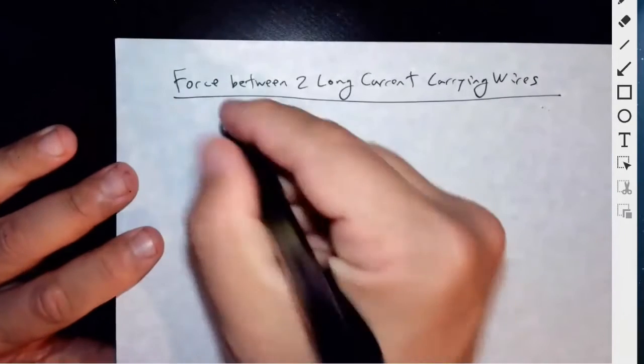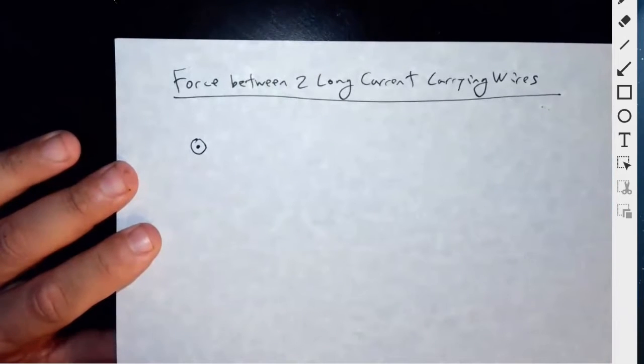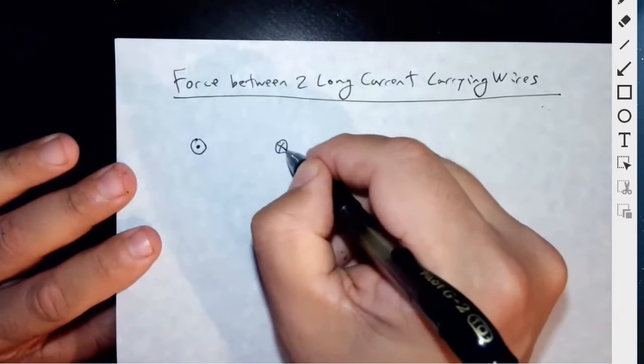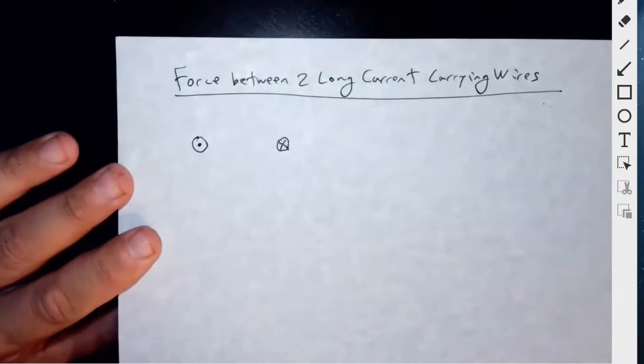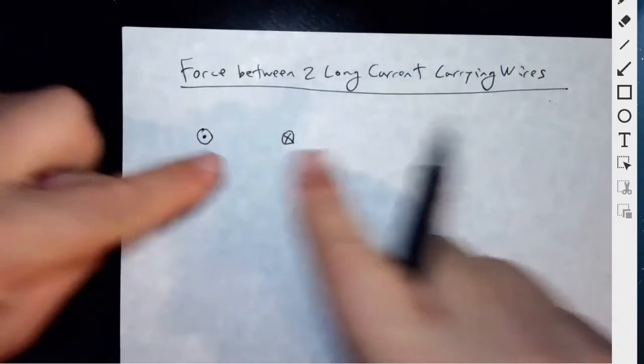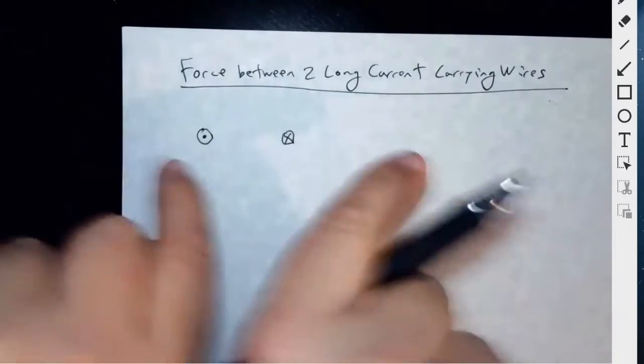So what's going to happen here? Imagine you have a wire that has a current coming out of the board. Then you have a wire that has current going into the board, right? What's their force going to be between each other? Are they going to repel each other or attract each other?